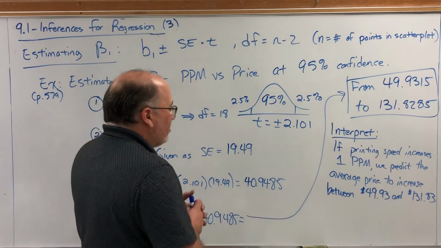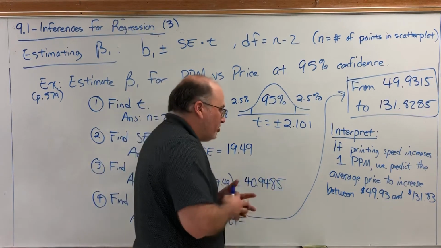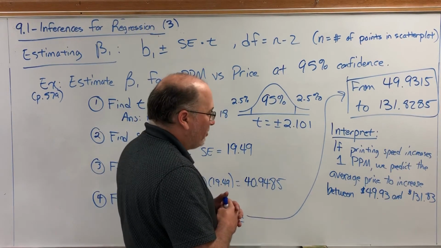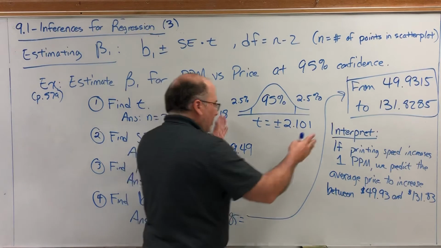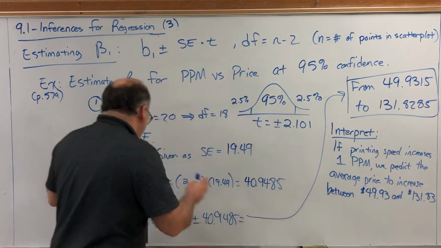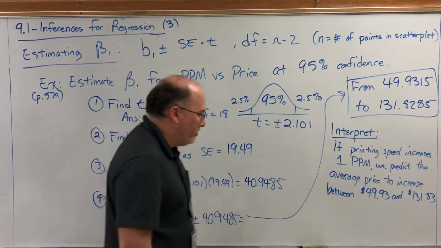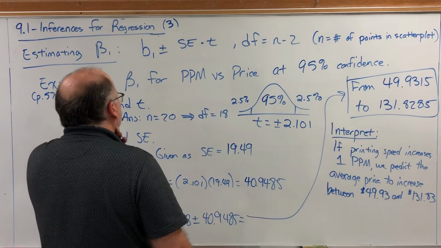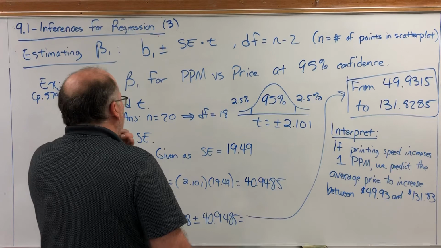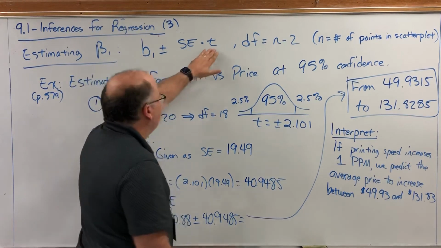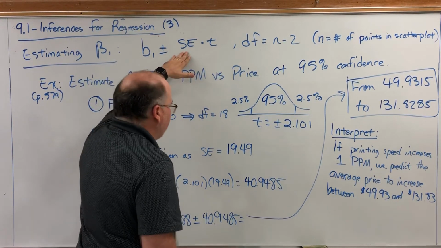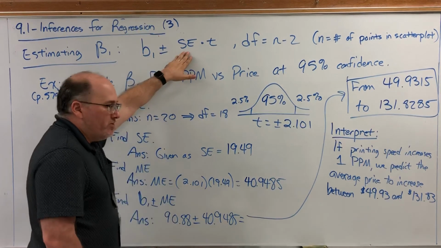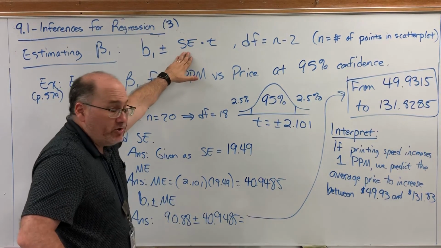Wow, that's a wide range. Is there any way we could tighten that range? Well, we could have a smaller confidence level, which would make a smaller t-value, a smaller margin of error, and therefore a smaller interval. Or we could decrease the standard error. And in order to decrease the standard error, you would need a larger sample size.